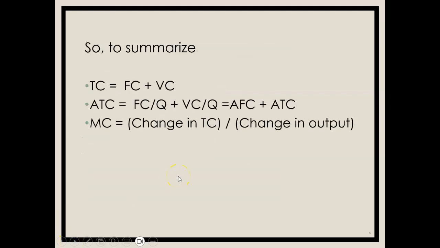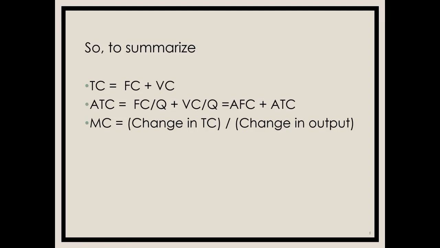Okay, so here's our basic equations we're going to play with in many different ways over the rest of this week. TC equals FC plus VC. ATC equals AFC plus AVC. And marginal cost, or MC, equals the change in total cost, or TC, divided by the change in output, which I should put as Q there. Now, these are the basic equations we're going to use.